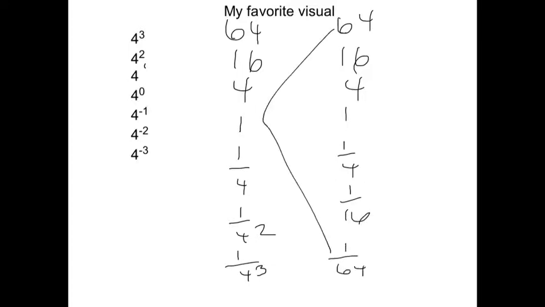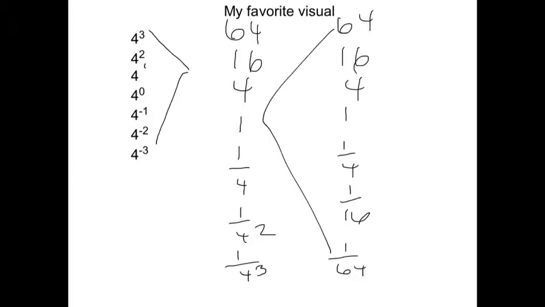So the positive exponent and its negative counterpart will always be reciprocals of each other. So 64, which is 4 to the third, and 1 over 64, which is 4 to the negative third, are reciprocals of each other. So they're opposite exponents, 3 and negative 3, and their resulting answers are reciprocals of each other.